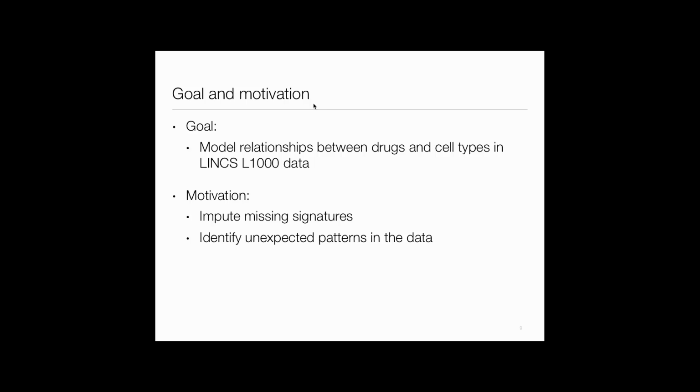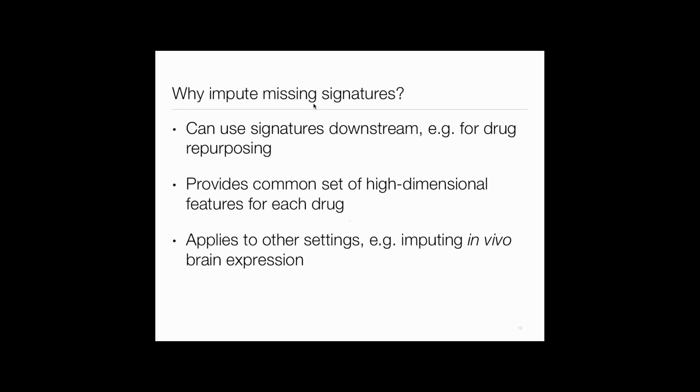And the motivation to do this is twofold. First of all, the one that I'm focusing on today is to impute missing signatures in the data. And second of all, I would like to identify unexpected patterns in the data. I'll talk a little bit more about that at the end. And so why would we want to impute missing signatures? Well, I've come up with 3 reasons.